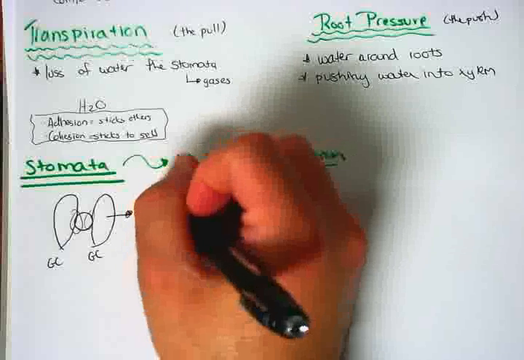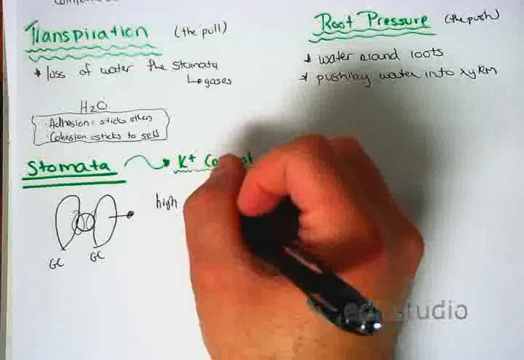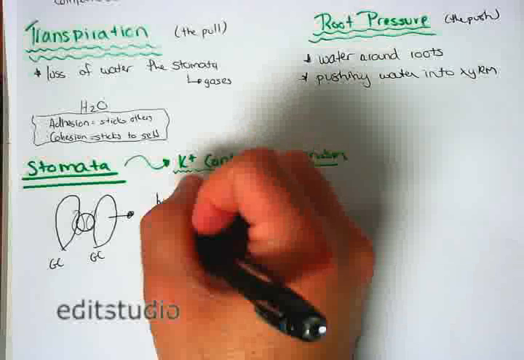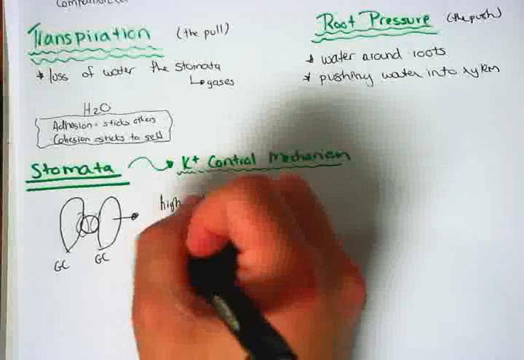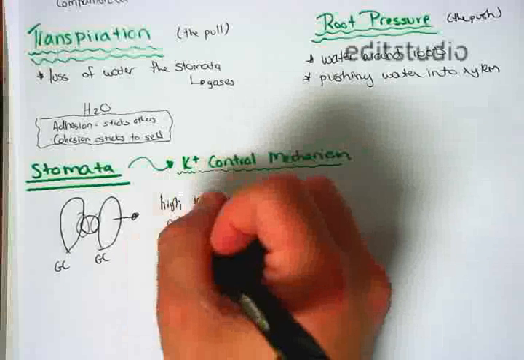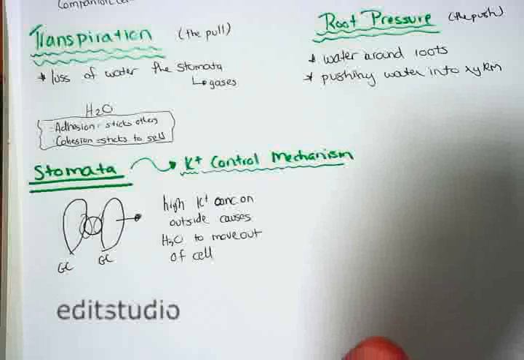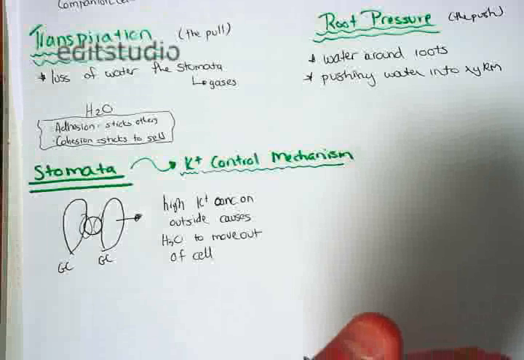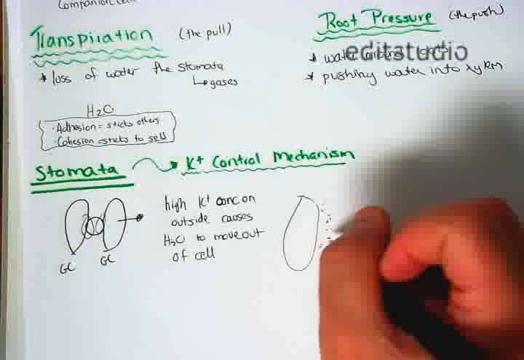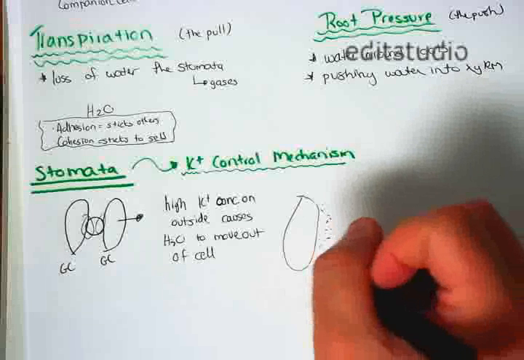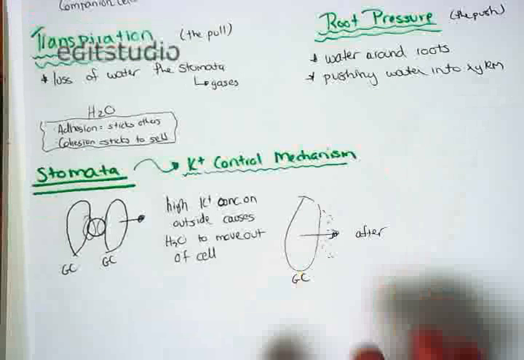So a high K+ concentration on the outside causes H2O to move out of the cell. So water moves out of the cell, right? So here's your guard cell. There are a lot of my little dots, which are the K+ particles, and water goes out. Now, after that happens, tell me what happens, or what the guard cell looks like after that event has happened.